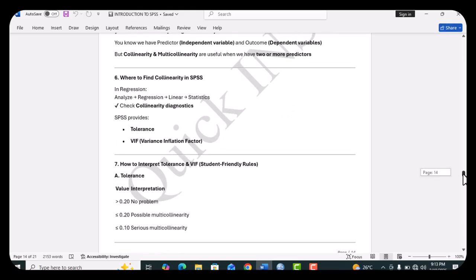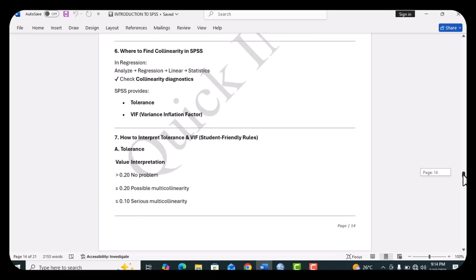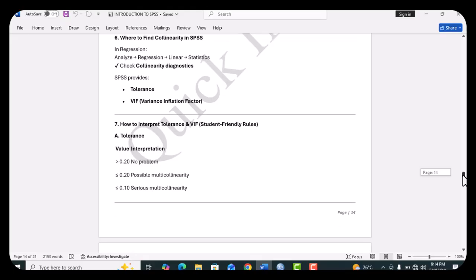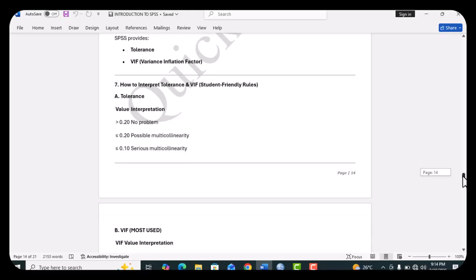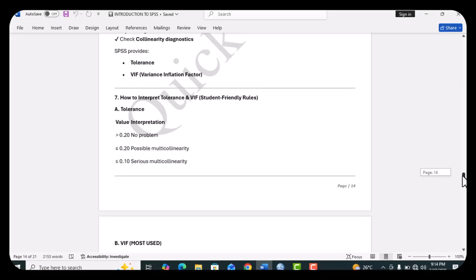For the tolerance, when the value is greater than 0.2, there is no problem. Like when you have 0.3, there's no problem. But when it is less than or equal to 0.2, there's possible multicollinearity. And when it is less than 0.10, that indicates serious multicollinearity.